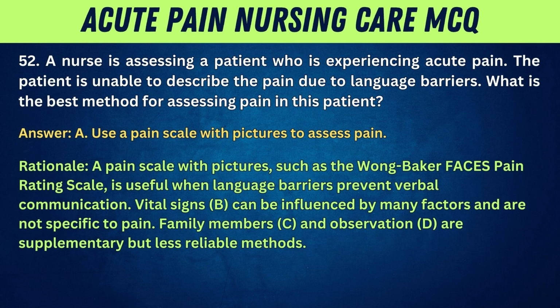Answer: A. Use a pain scale with pictures to assess pain. Rationale: a pain scale with pictures, such as the Wong-Baker Faces Pain Rating Scale, is useful when language barriers prevent verbal communication. Vital signs, B, can be influenced by many factors and are not specific to pain. Family members, C, and observation, D, are supplementary but less reliable methods.